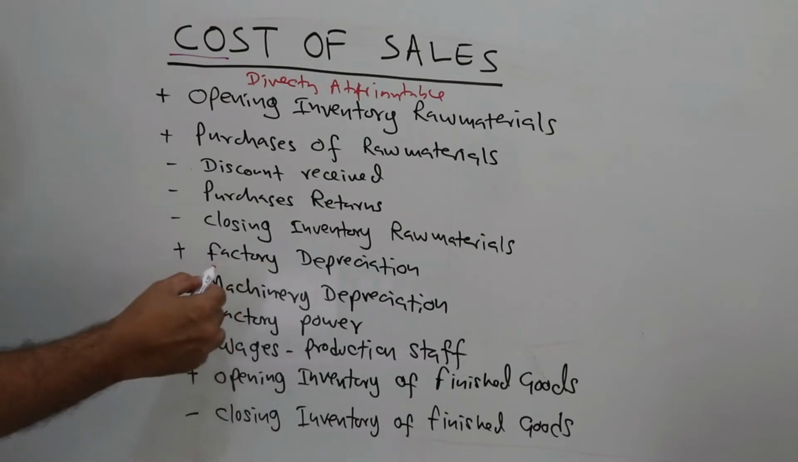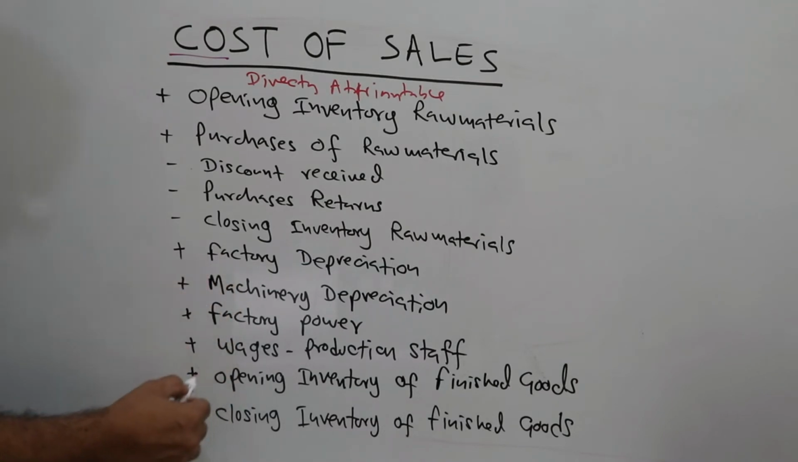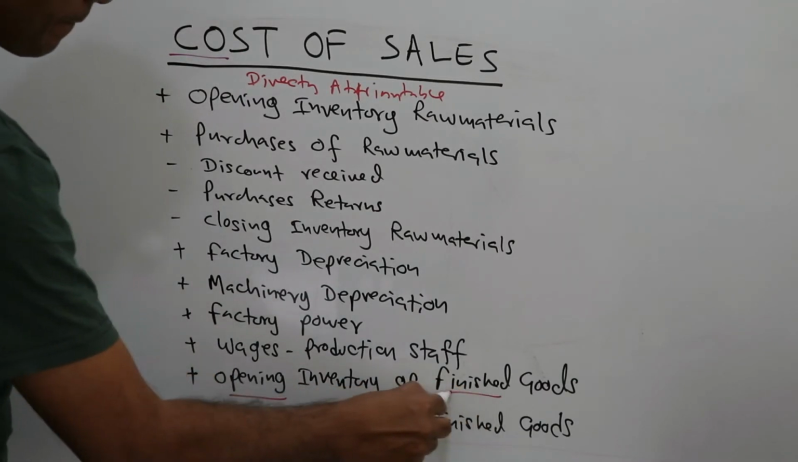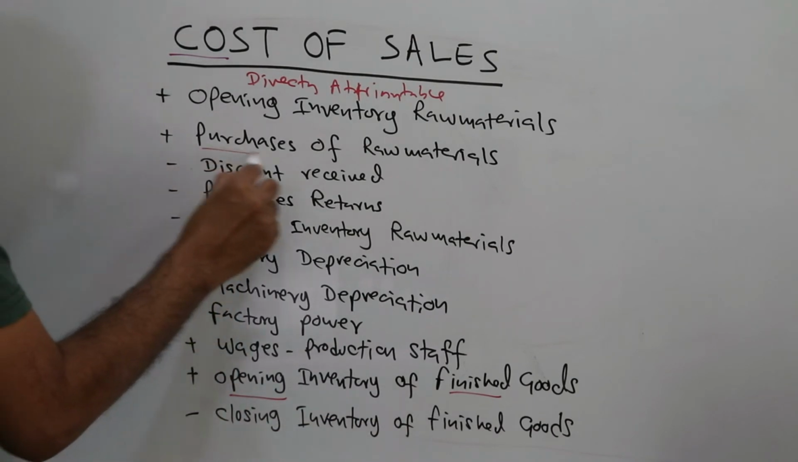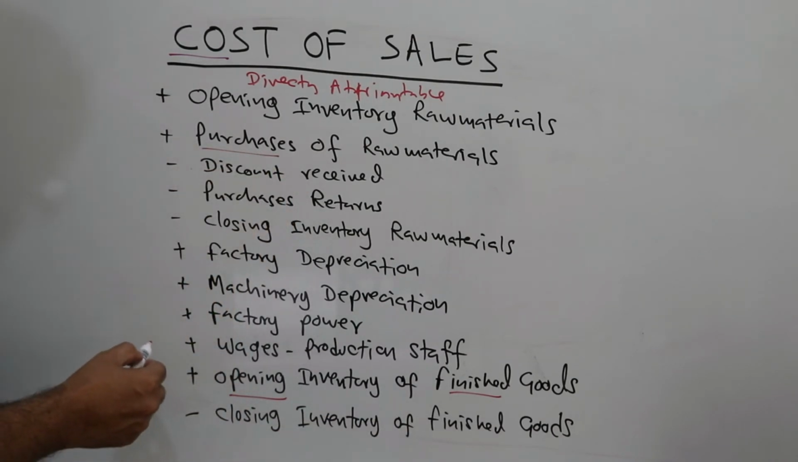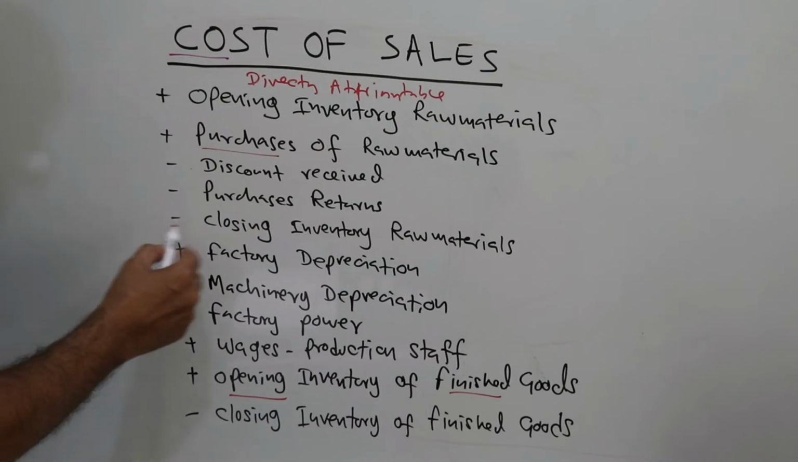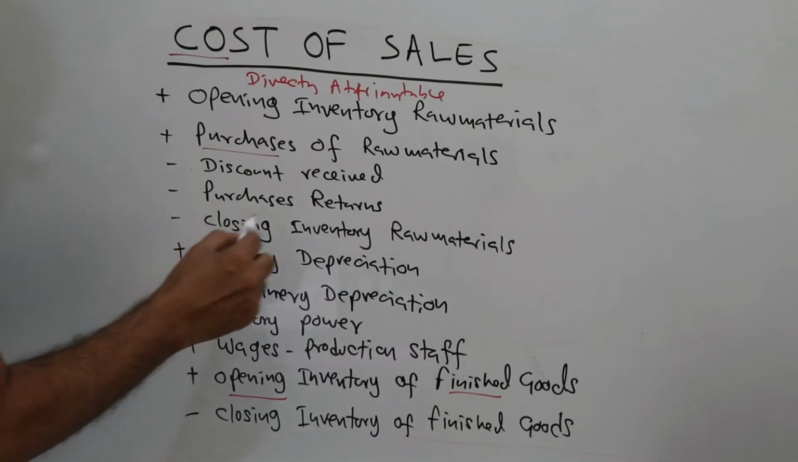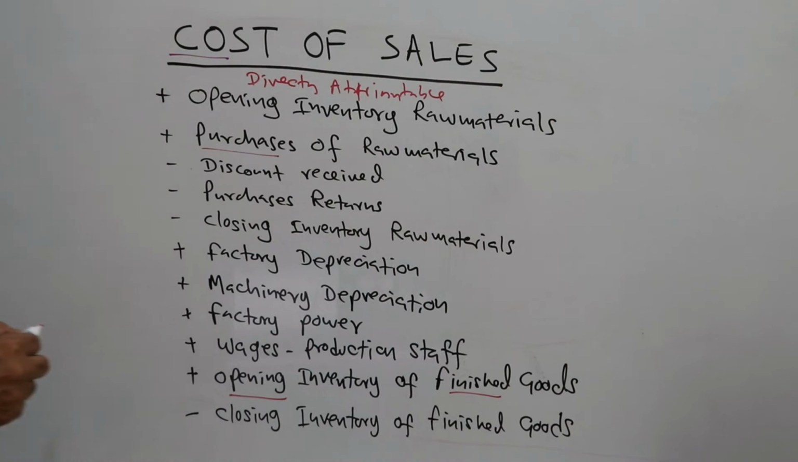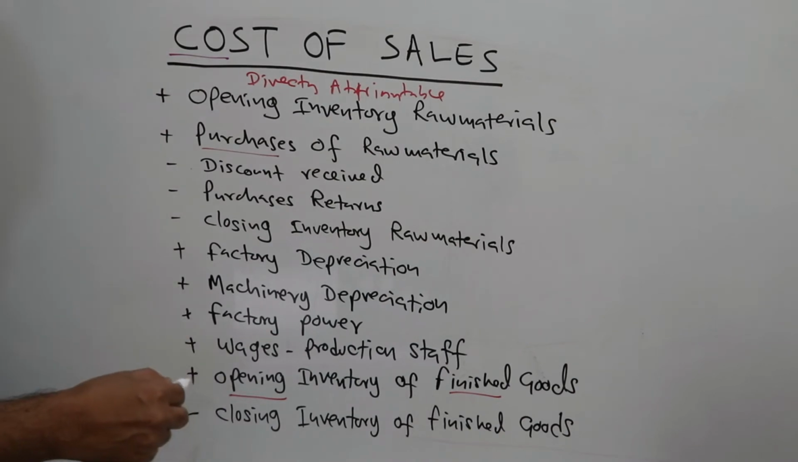So basically, when you take a retail company, a buying and selling company, it will consist of opening inventory of finished goods, then purchases. If you have incurred any costs relating to purchases, like carriage inwards, transportation, and customs duties, these kinds of things will also be added to the purchases.